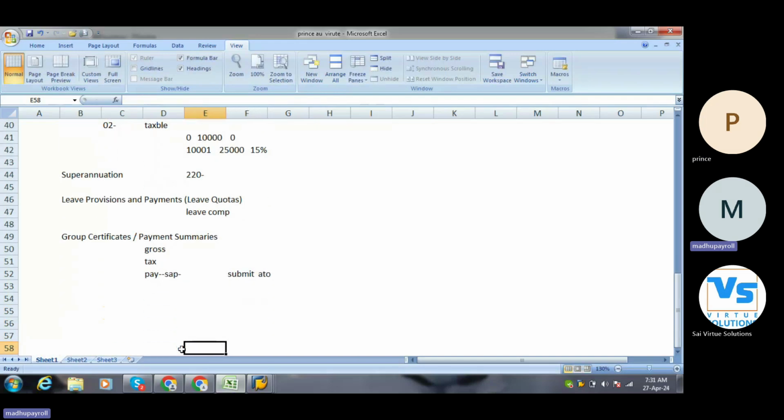There is a procedure, and whenever you run payroll for a particular month, quarterly or half yearly, you should submit a report to the ATO office. You can generate it and send it to them, or through PI integration, process integration. Process integration means whenever you generate a report in SAP, automatically this report is generated in the third party system. That will be taken care of by the ABAP people or cross application people.